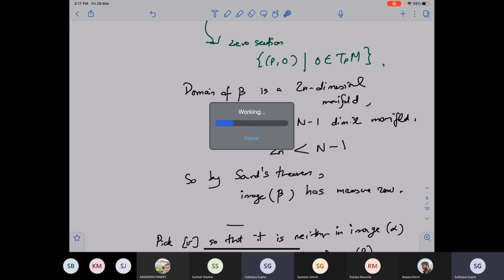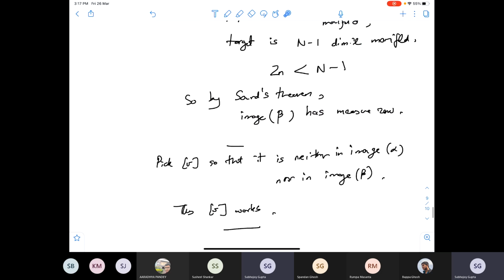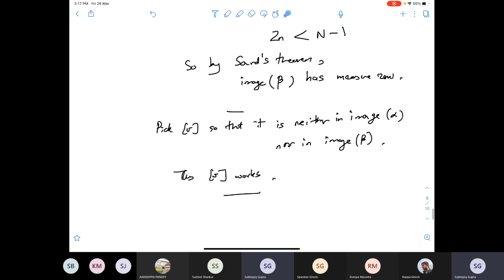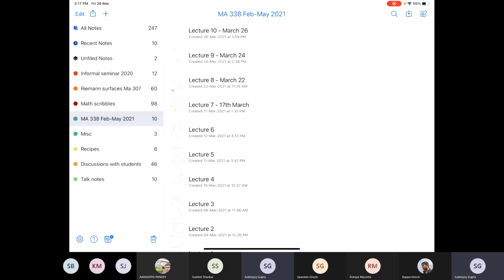So while this happens, you can let me know if there's any question. All right, so if this is okay, now we've sort of proved Whitney embedding in the compact case.